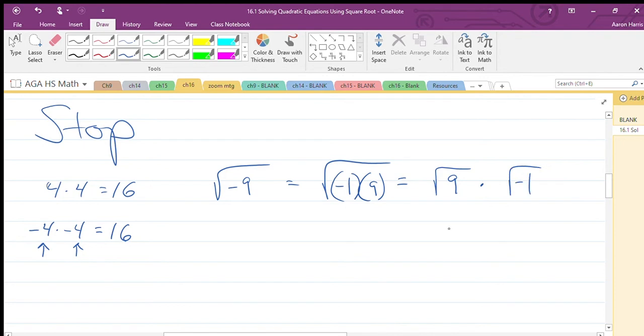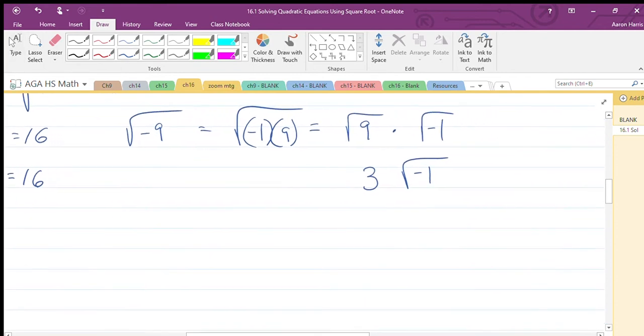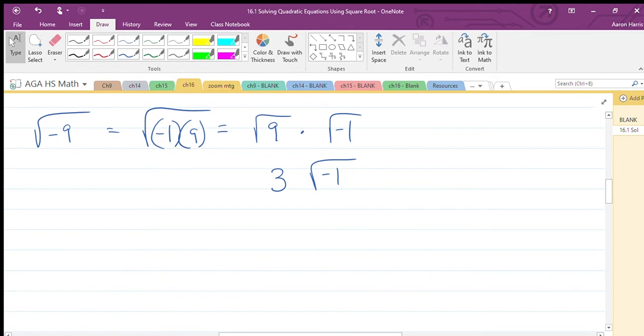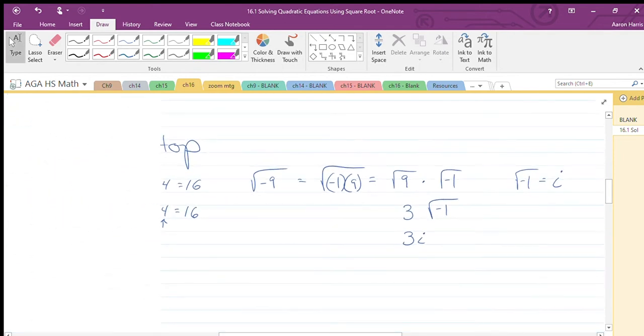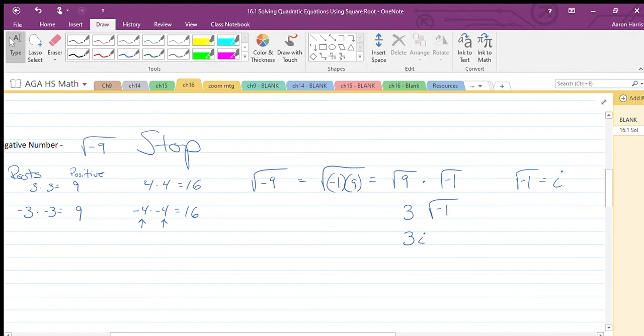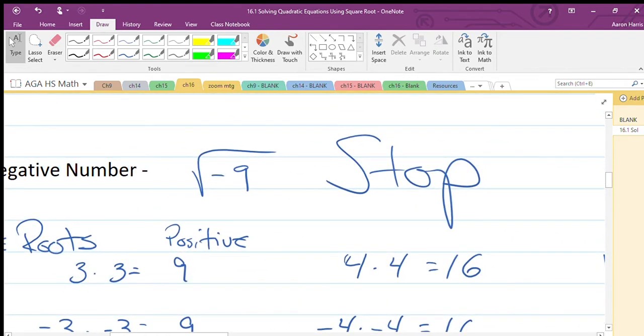And we know that the square root of 9 is just 3. Now this -1 really becomes something called an imaginary number. So the square root of -1 will always be something called I. Okay, so we get 3 times I. Simple as that. Now, before you sit there and go, what in the world are you talking about? Remember this rule. If I come along to a radical and there's a negative number in there, what should you do? Stop. We will talk about imaginary numbers later.